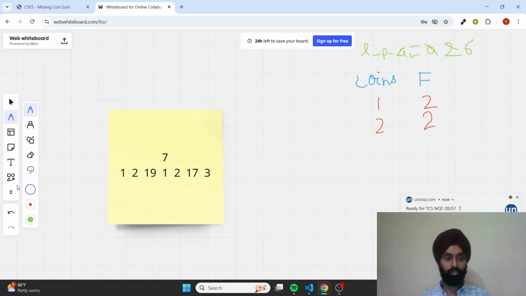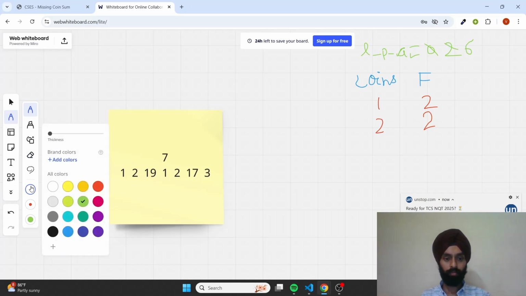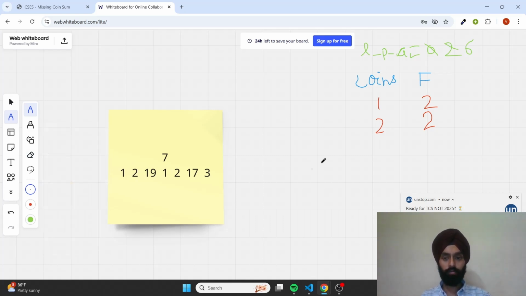After this, our next coin is 3 rupees. There's only one occurrence of the 3 rupee coin. So first we need to figure out the largest payable amount, which should be greater than or equal to 3, because using this 3 rupee coin we cannot pay any amount lesser than 3. As our largest payable amount is 6, we are not concerned about amounts lesser than 3. So let's figure out till where we can pay.